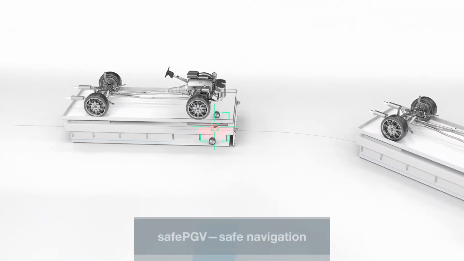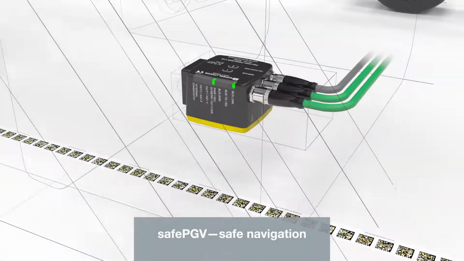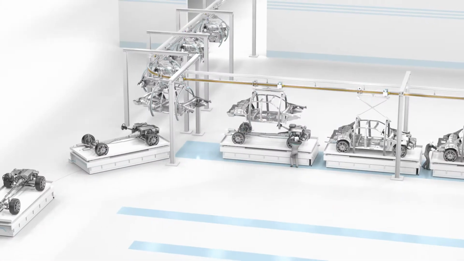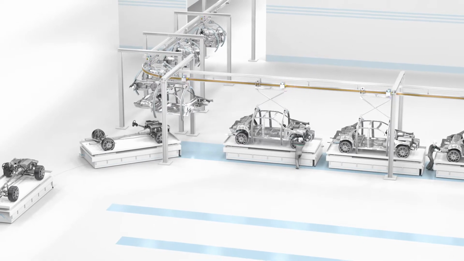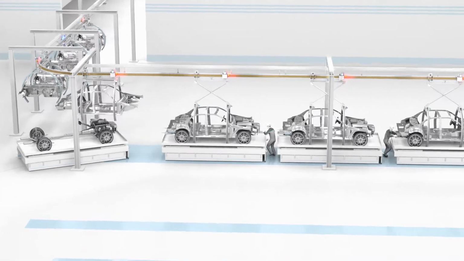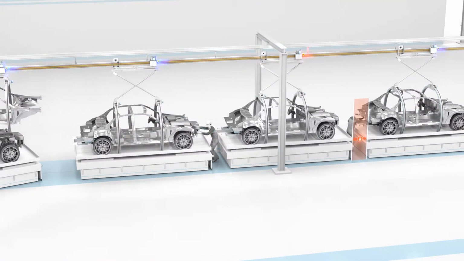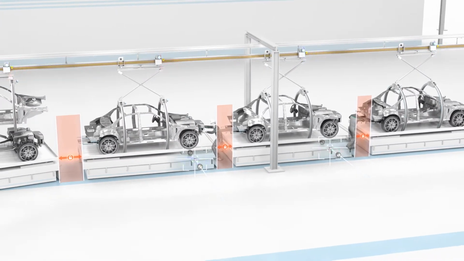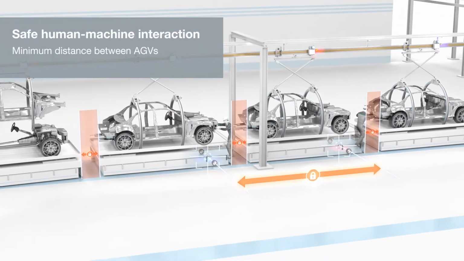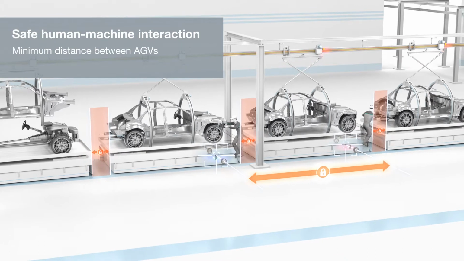Optimized for the navigation of automated guided vehicles, safePGV goes beyond positioning. In addition to the safePX position, the sensor also provides all necessary values for reliable vehicle control. In the automotive industry, it helps maintain a minimum distance between AGVs and ensures the safety of personnel at all times.